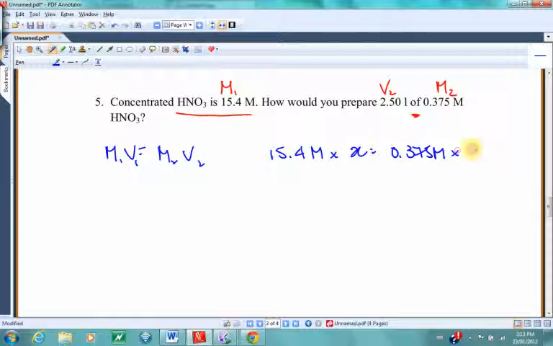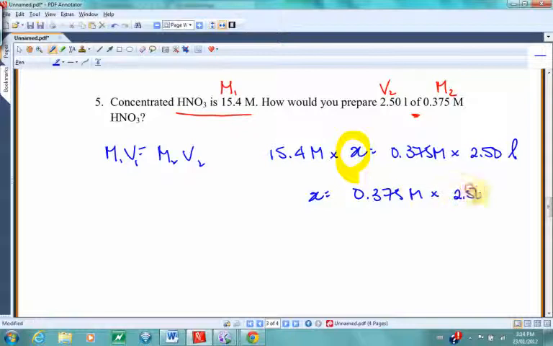We're going to isolate the X, and we get X equals 0.375 molar times 2.50 liters divided by 15.4 molar. Once again, we are going to cancel out these units. We're left with liters, and we're going to have an answer in 3 significant figures.